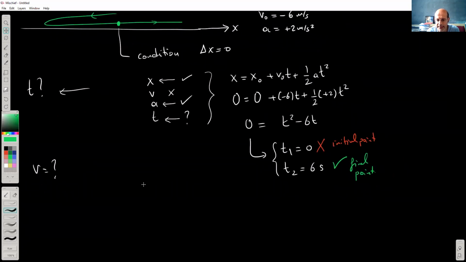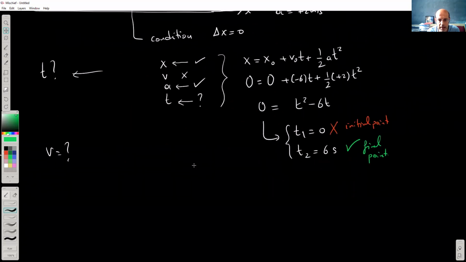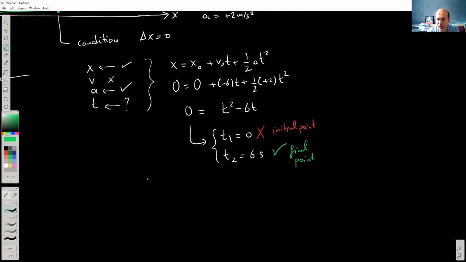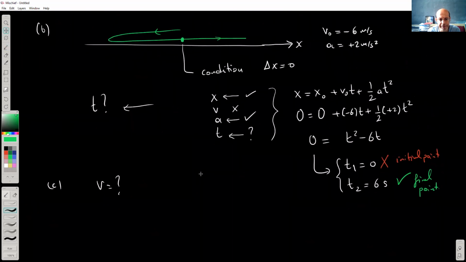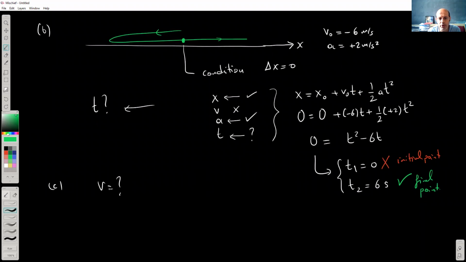Okay, what else? Yeah, that's it. Is there any question in here? Probably there isn't. So let's then pass to part C. I'm asking for the final velocity. Now since I know what the time is, I can use any of these formulas. V is equal to V0 plus A times T, for example. I can use other ones as well, et cetera.